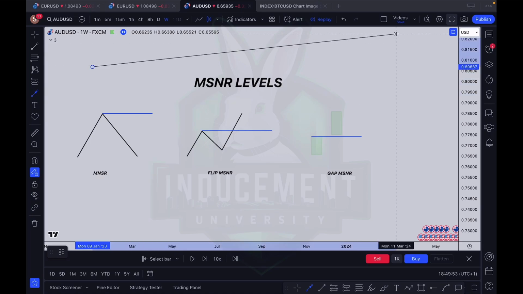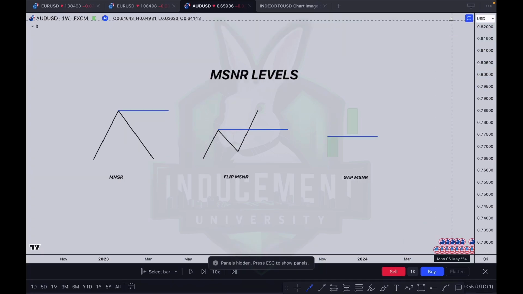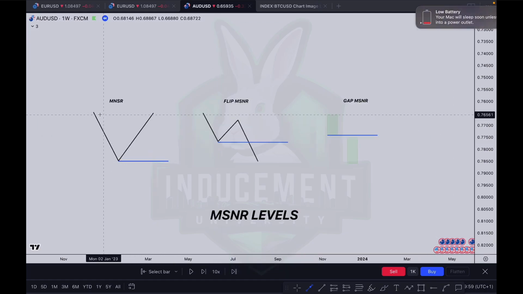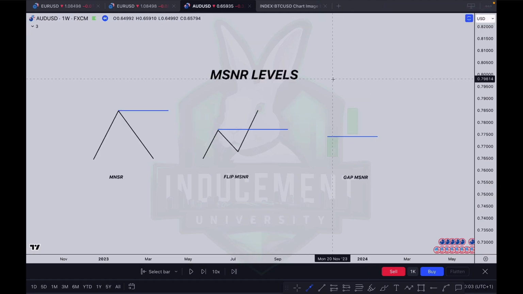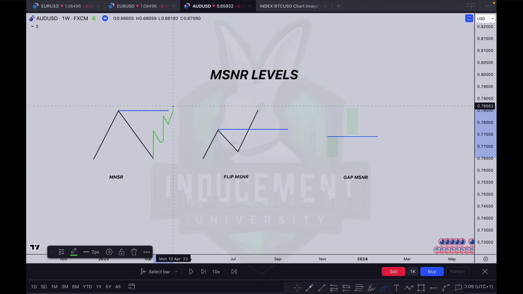Just an example of what that low can look like. So there you go, we could have a low like this. From there, we'd expect price to come up, like so, and just react from there.